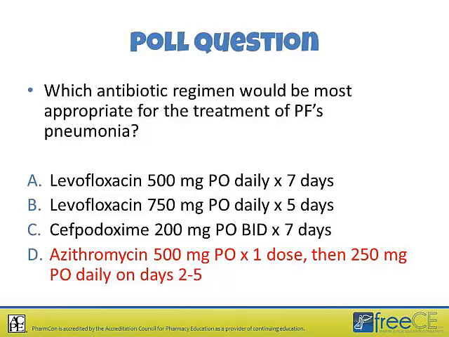And levofloxacin, either one of those is not a bad choice. Either one of those would certainly be a fine choice. I think the key is just we're looking to minimize the broadness of the antibiotic we're exposing PF to. So levofloxacin is not a bad choice, but the best choice is azithromycin based on what I told you about the strep pneumo resistance in the area that PF is being treated in, as well as the fact that she does not have any comorbidities.